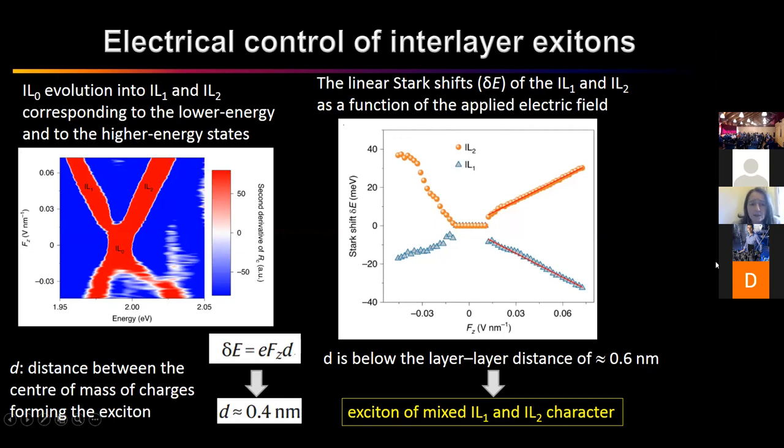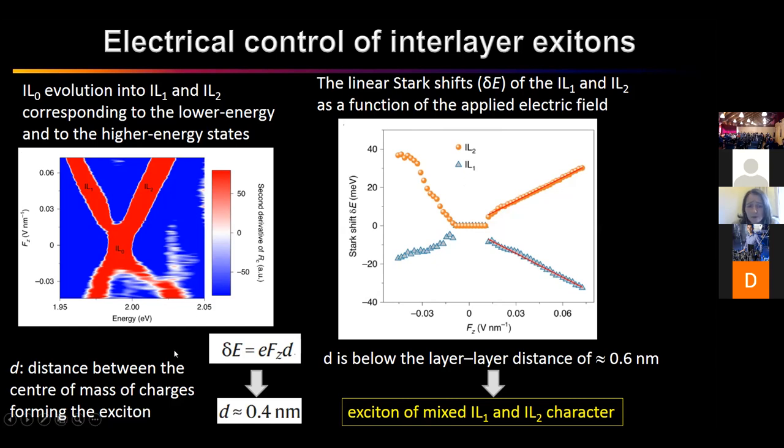As the electrons and holes now reside in different layers, these excitons are expected to possess an electric dipole that is oriented out of the crystal plane. And so their energy should exhibit a linear dependence on the electric field. This is clearly observed here. This is extracted from the second derivative of this map of the reflectance contrast spectrum.